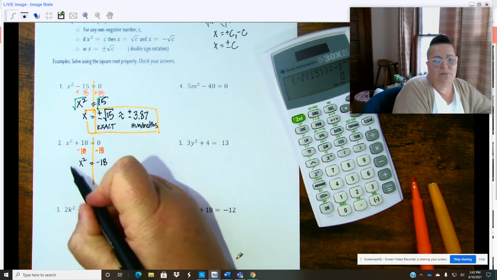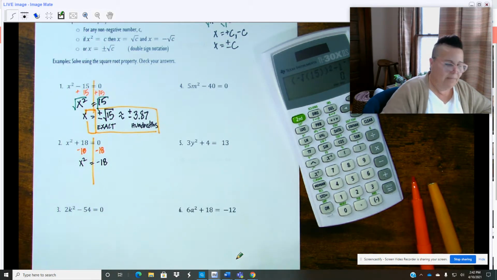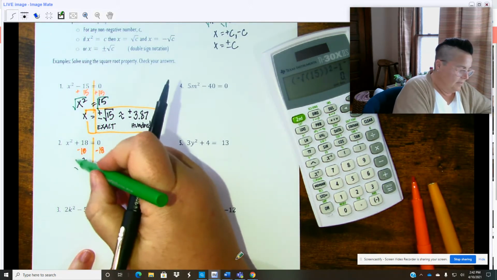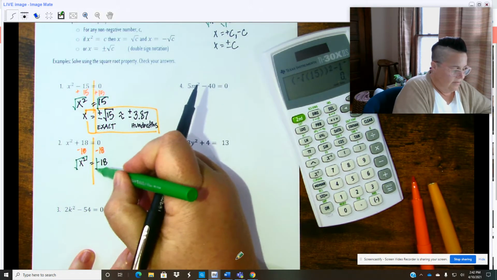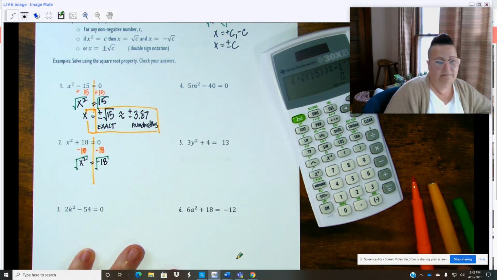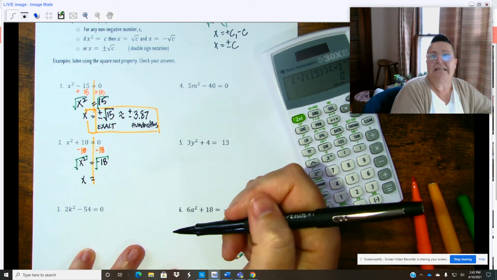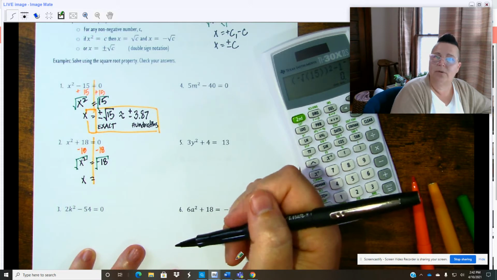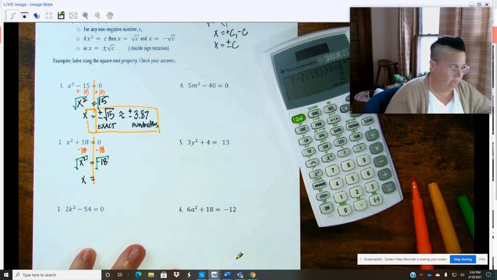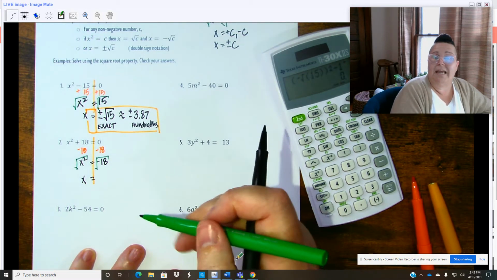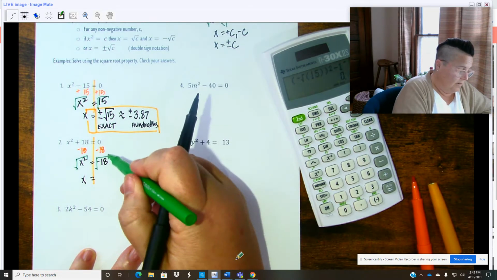Once that square is isolated, I can come back in and take the square root of x squared, and the square root of a negative 18. Square root of x squared is x. Square root of a negative 18, can we take the square root of a negative number? We cannot take the square root of a negative number.